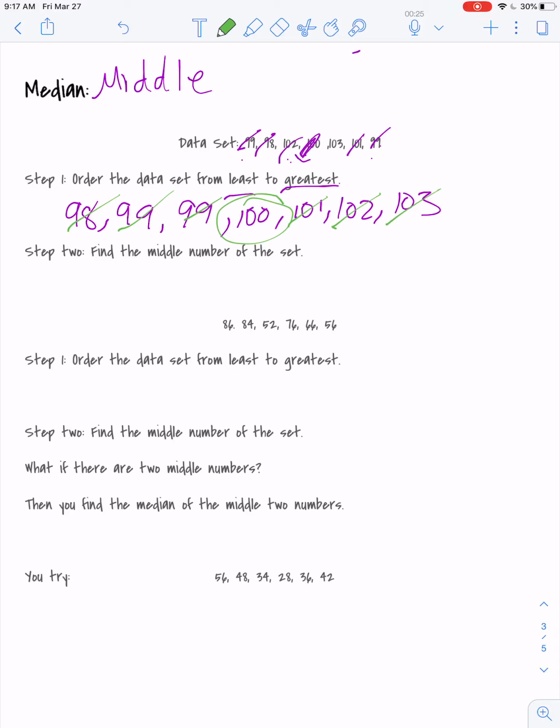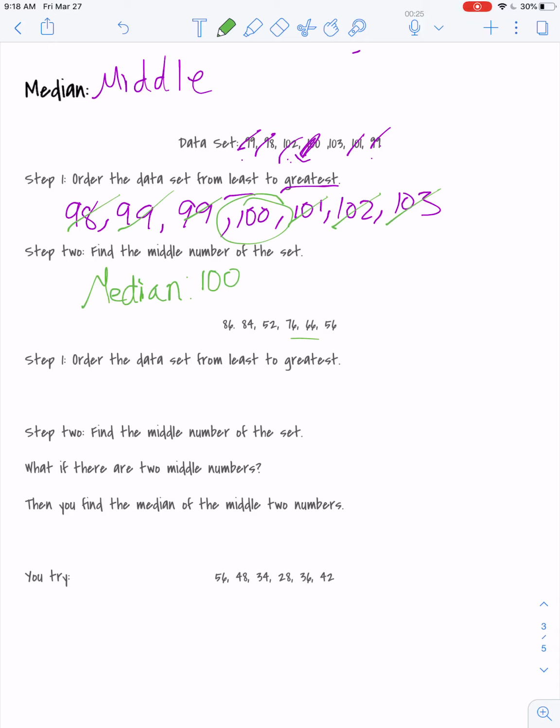So my median would be 100. Sometimes, though, you don't have an odd set of data numbers, so you're going to end up with an even number in the middle. So let's look at an example with that.